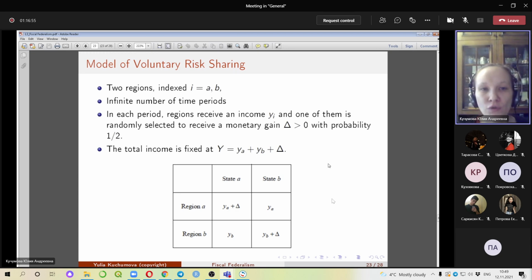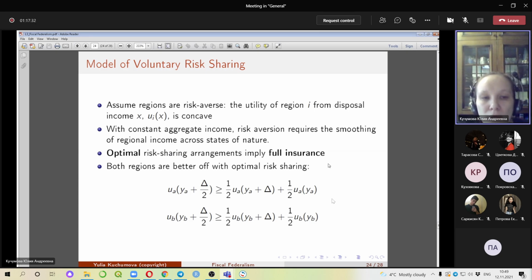Usually we want to support our story with some modeling, and here is a simple model of voluntary risk sharing. We consider two regions, A and B, and an infinite number of time periods. In each period, region i receives an income yi, and one of them is randomly selected to receive a monetary gain delta with probability 1/2. So the total income of these two regions is fixed: ya plus yb plus delta.